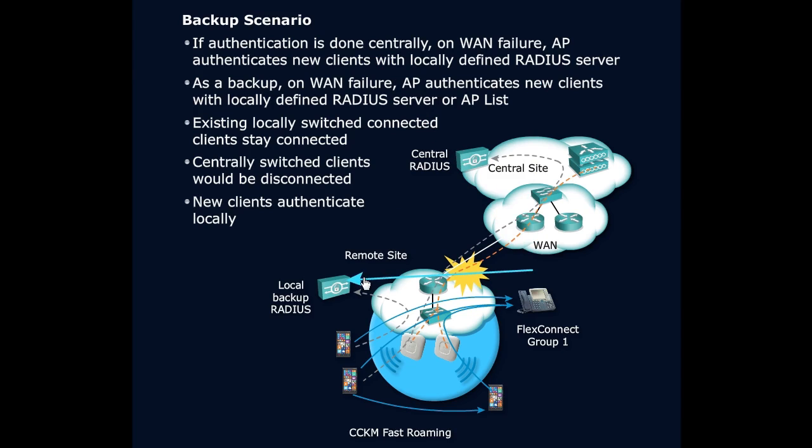So this would be here. Now remember, we talked about in previous lessons that you could set up a secondary RADIUS server. We dived into that really deeply in the last slide. So make sure you understand once this fails in the environment, we have a failure right here. We need to have the ability to move here, and we can do this by defining a secondary or backup RADIUS server. As a backup on the wide area network failure, the AP authenticates new clients to the locally defined RADIUS server on the AP. That's just what I just described.